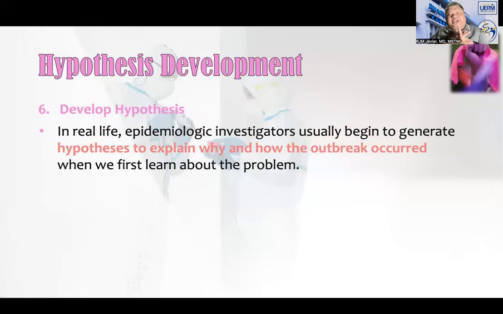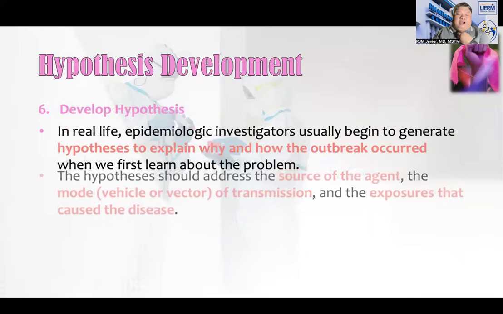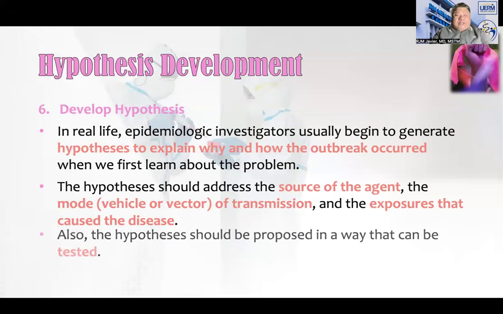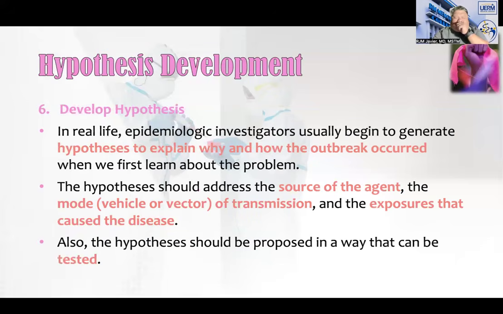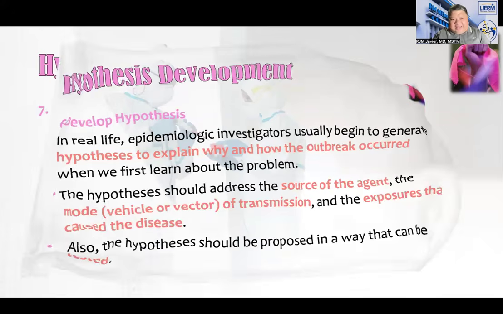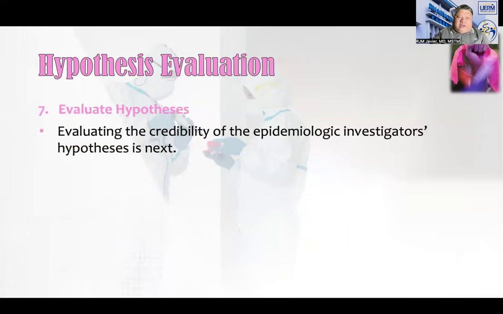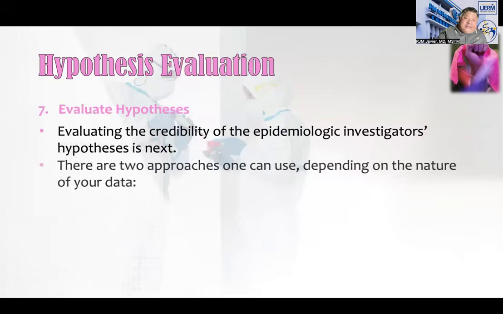In real life, epidemiologic investigators usually begin to generate hypotheses to explain why and how the outbreak occurred when we first learn about the problem. The hypothesis should address the source of the agent, the mode of transmission, and the exposures that cause the disease. Just like in any epidemiologic research, the hypothesis that we generate should be tested to see if it's true. And how do we evaluate the hypothesis? We look into the credibility of the epidemiologic investigators' hypothesis.